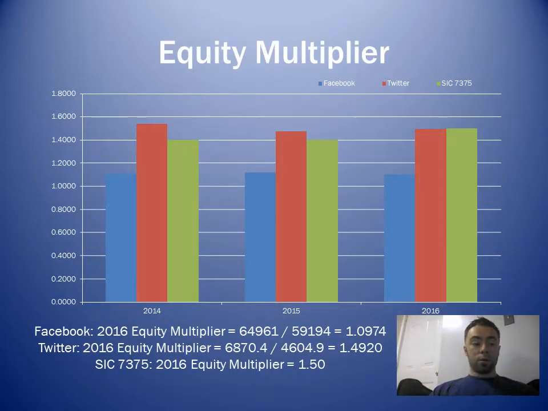Of the three components that make up DuPont identity formula, Facebook is well below their competition in the equity multiplier ratio. Although a low equity multiplier ratio is not necessarily a bad thing, it does suggest that a high percentage of assets are financed with the use of equity instead of debt. As we compare Facebook to Twitter and the rest of the information retrieval services industry, we see that Facebook can cover their assets nearly 1.1 times using only their stockholders' equity.